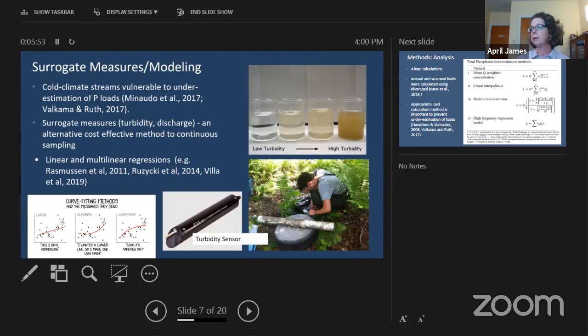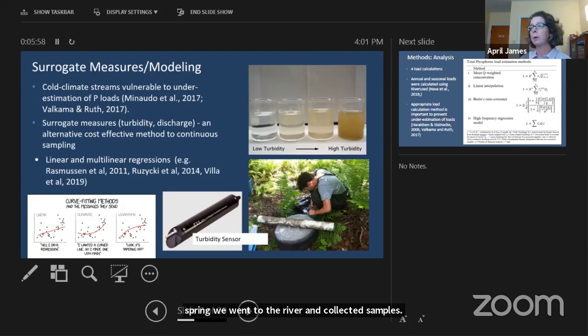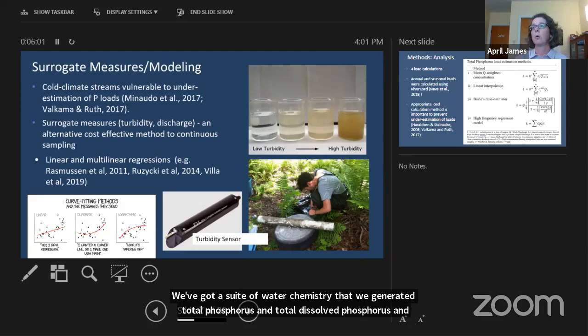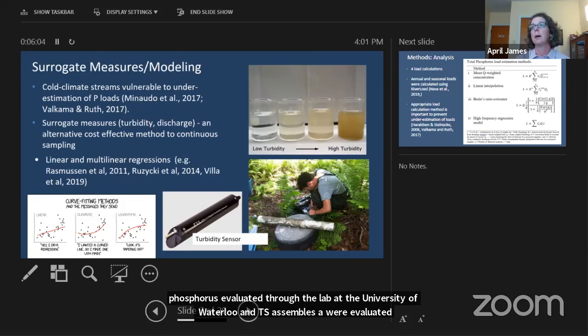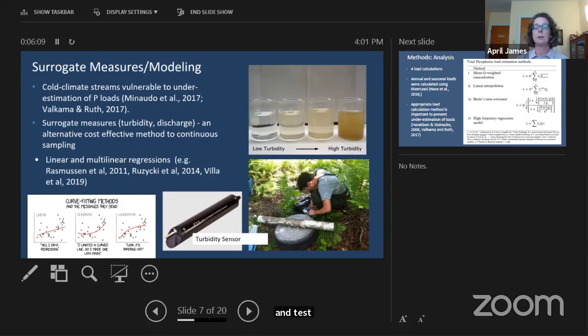So the objective here was to test a surrogate measure or modeling approach. Cold climate streams are vulnerable to underestimation of P loads. And so we are interested in assessing turbidity and discharge as alternative surrogate measures that would be cost effective compared to continuous sampling. And so we've implemented a linear and a multilinear regression analysis here. And just as a sidebar, this is our anchoring system that we used for the turbidity sensor after testing it for a couple of summers.